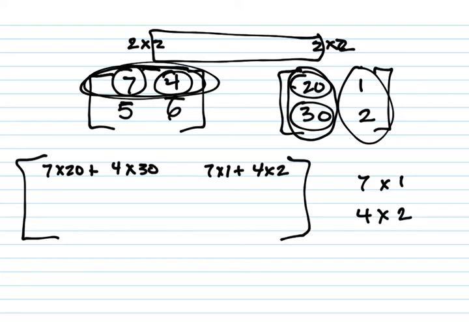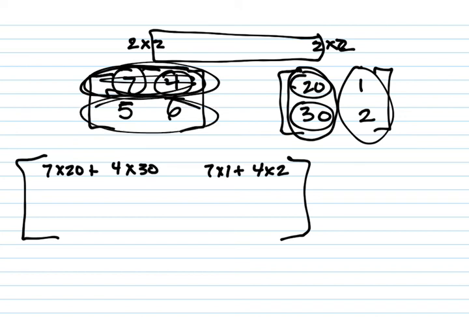So it gives me 7 times 1 plus 4 times 2. Right? Now I'm done with that first row, so I'll move on to the second row. So that's 5 and 6. The first column in the second matrix is 20 and 30. So those are our multipliers. So 5 times 20 plus 6 times 30.